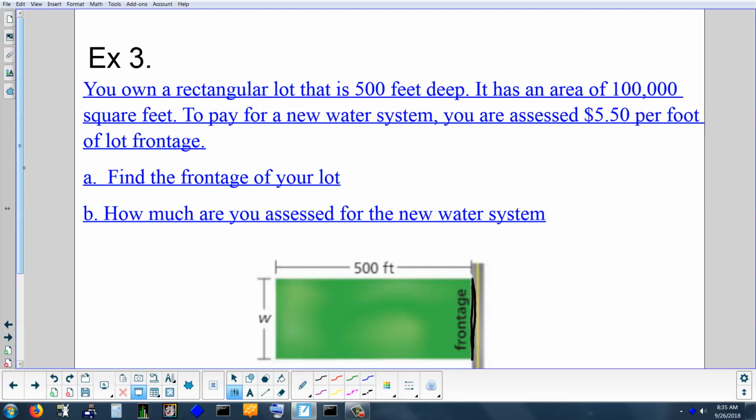So in this original part, can somebody tell me something that's important there? Something we're going to have to deal with? Yeah, 500 feet deep. Yep, so that's important.